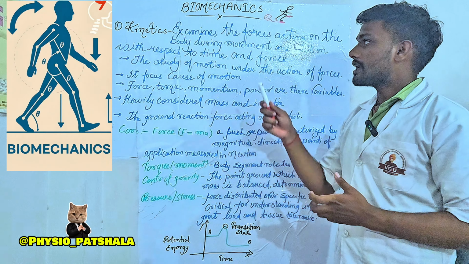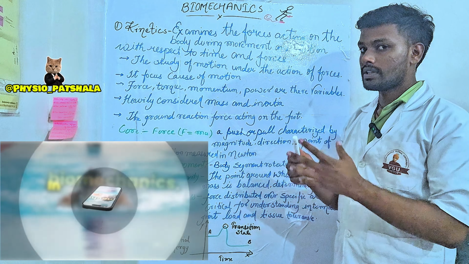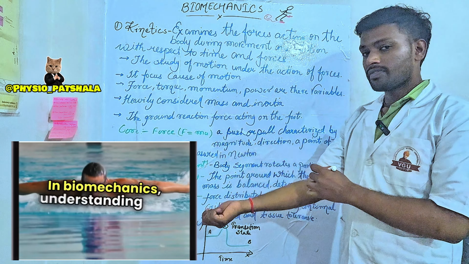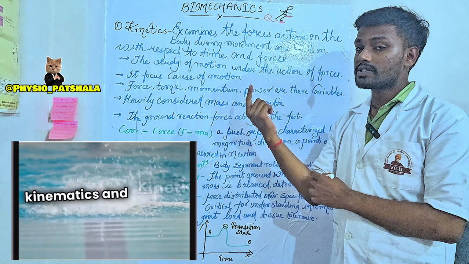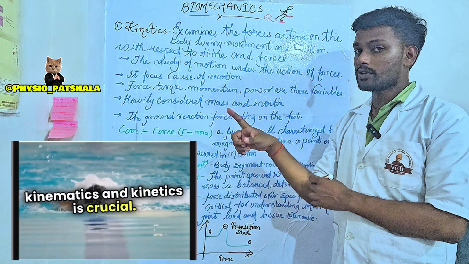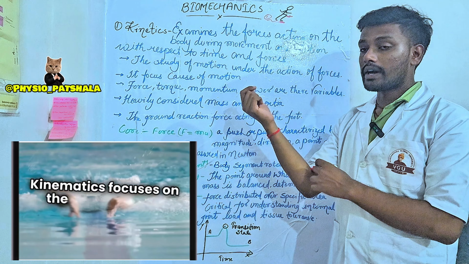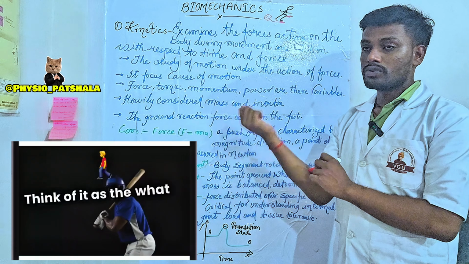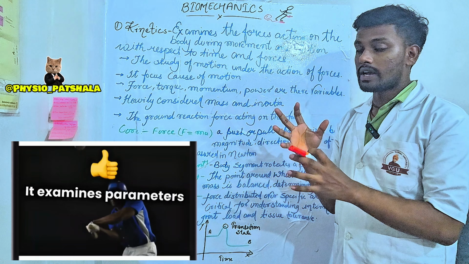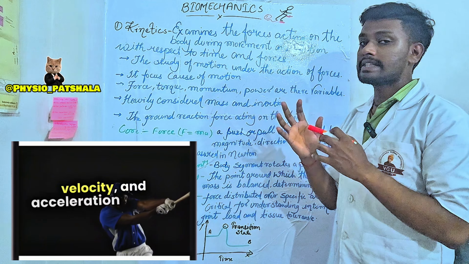So kinetics examines the force acting on the body during movement and motion with respect to time and force. Let's take one example. If we are flexing and extending the elbow, it is studied under kinematics, which is arthrokinematics and osteokinematics. But in kinetics, we ask what kind of forces are acting on the body, like muscle force, bone force, the center of gravity, or the gravitational force. So what kind of forces occur to perform the movement or motion inside the body? That is kinetics.